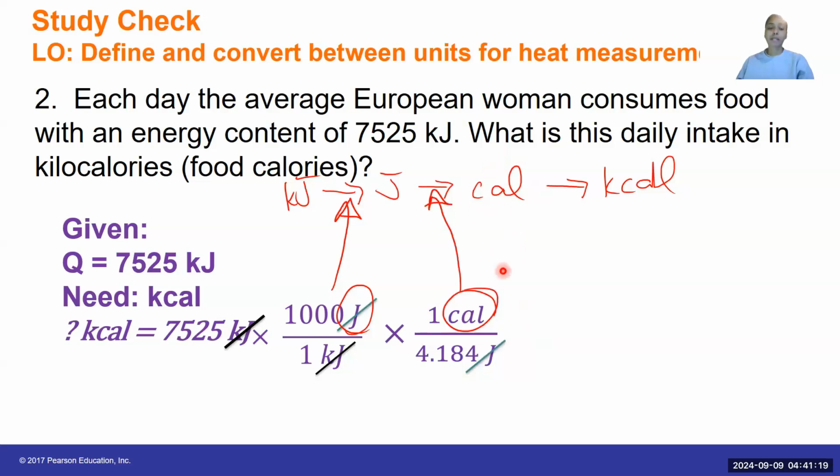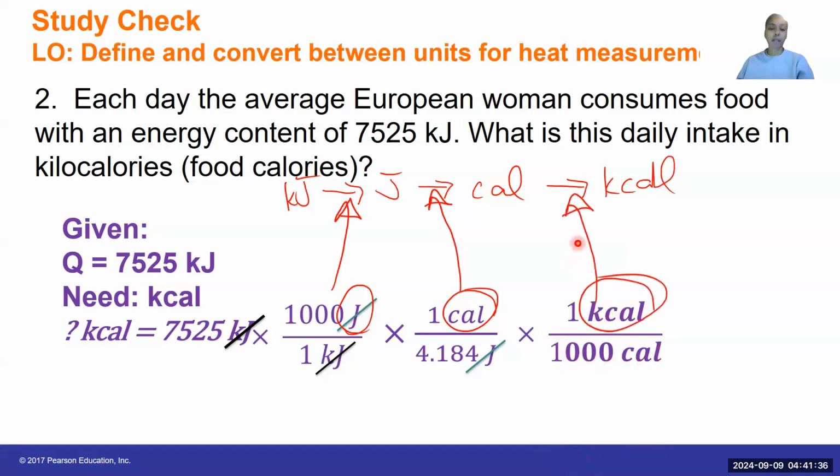My last step now is to convert from calories to kilocalories. So that is a metric conversion. How many calories are there in 1 kilocalorie? Remember, a kilo represents 1,000. So 1 kilocalorie is worth 1,000 calories. And that is our final step here. And we're left with kilocalories. Our calories cancel out. Our 1,000 cancels out.